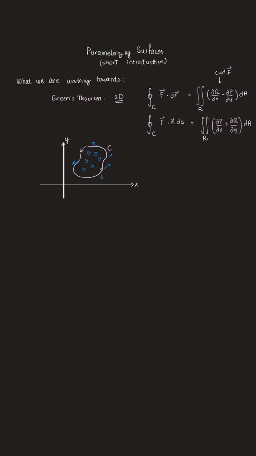And for flux, the difference is that we're measuring microscopic divergence. So the flux density, right? This is flux density, which is divergence, and that is what we're integrating.